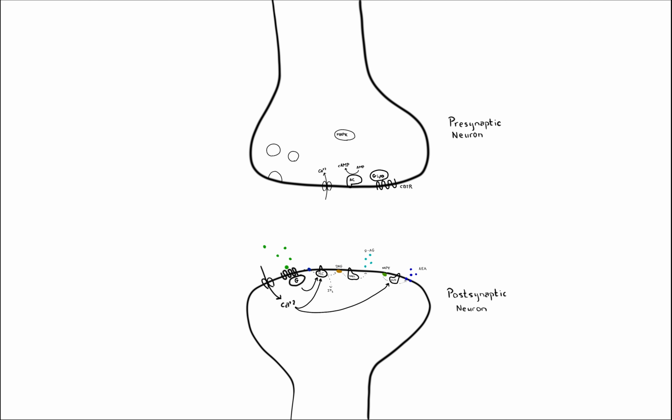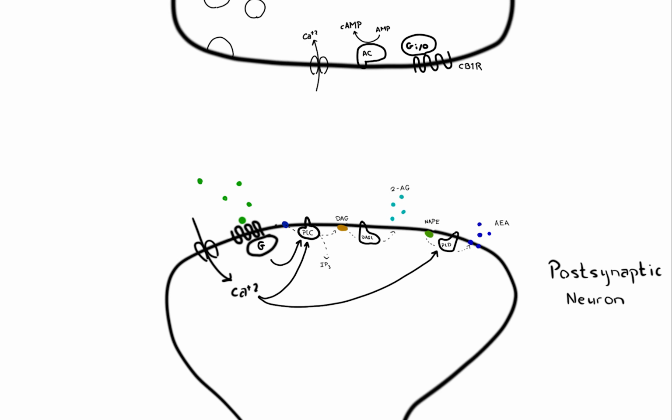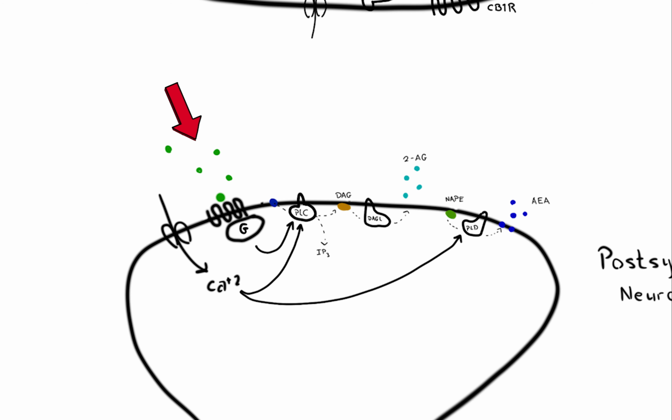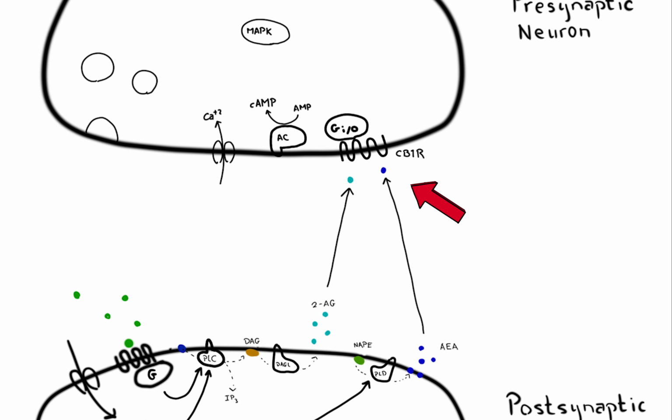With retrograde signaling in the endocannabinoid system, neurotransmitter binding to the receptor causes an influx of calcium. This activates phospholipase C, which then will create 2-AG, or through phospholipase D, it will create anandamide. Once the anandamide and 2-AG have been released, it will travel across the synaptic cleft where it will bind to CB1 receptors on the presynaptic neuron.